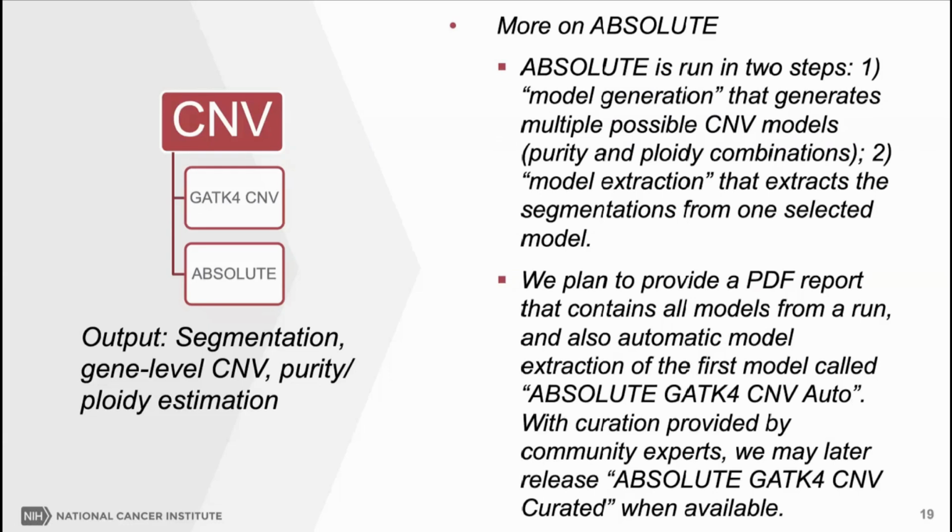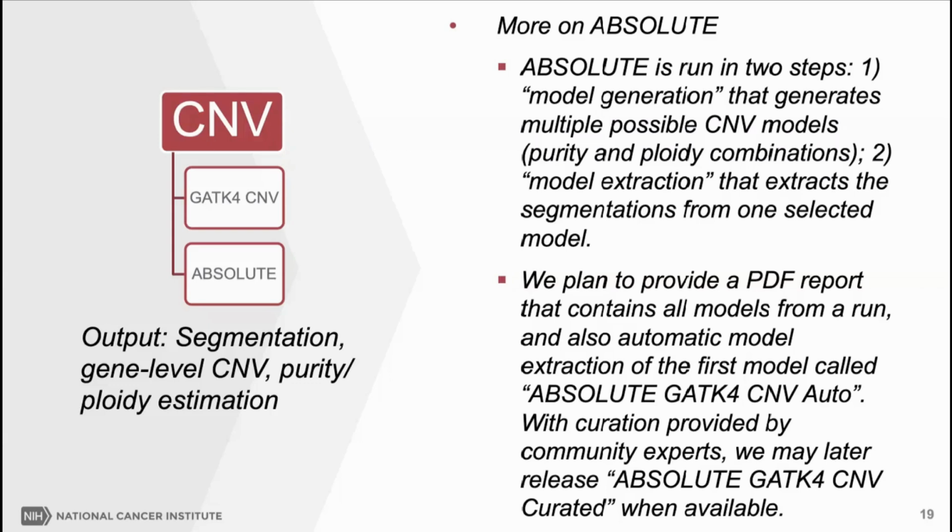The next step is called model extraction. One particular model will be selected, and based on its purity and ploidy estimate, the final segmentation and gene level copy number values will be extracted. A PDF report is the main output from the model generation step. This PDF file includes all the models. So basically, on each page, there will be one model. I will show you in the next slide.